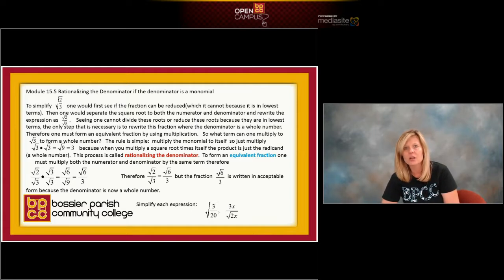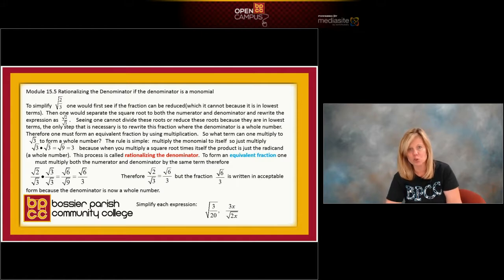Well, we know this. Multiplying fractions is no problem. Top times top, bottom times bottom. Square root of 2 times square root of 3 would be square root of 6. In the denominator, square root of 3 times square root of 3 would be square root of 9. Now look closely. You have square root of 6 over square root of 9. What do you notice about the denominator? That's right, 9 is a perfect square.